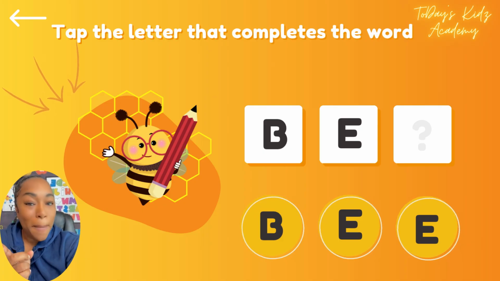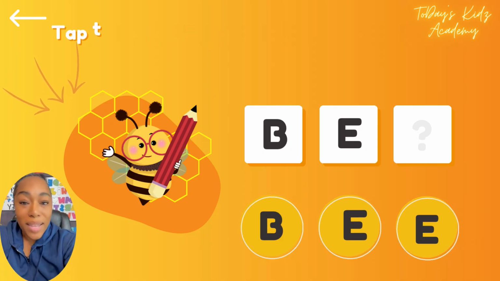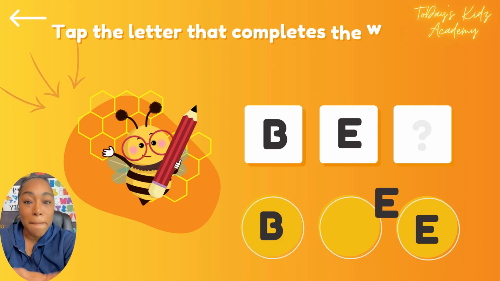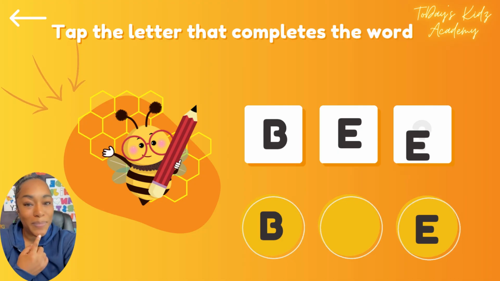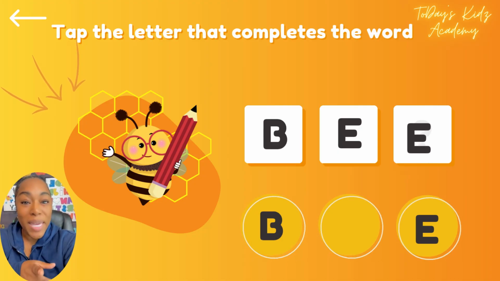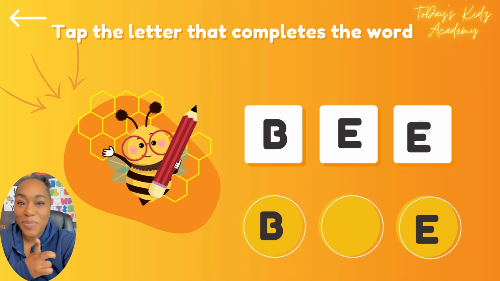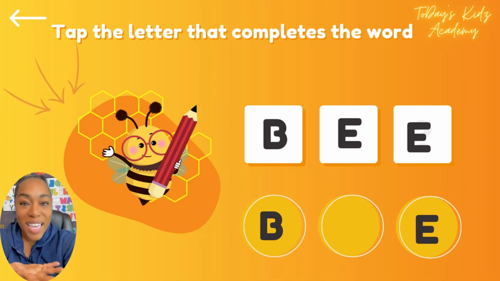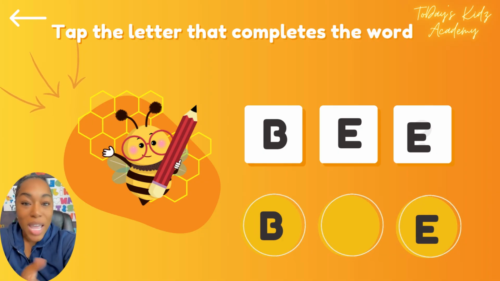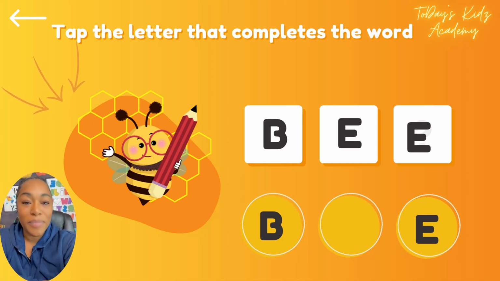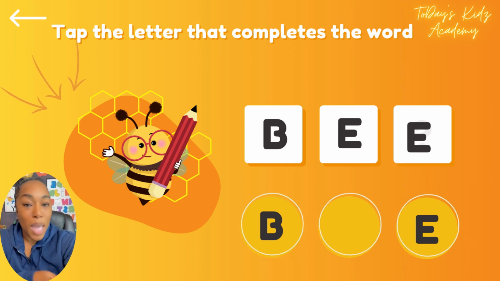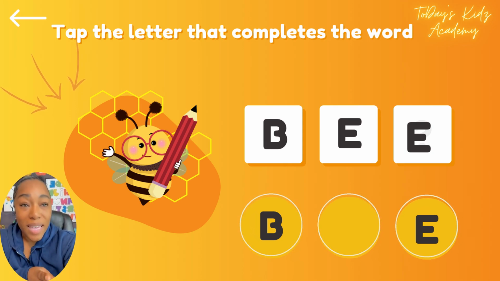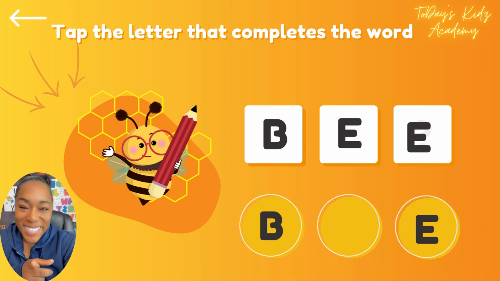Tap the letter that completes the word bee. This is a bee. What letter is missing in bee? Did you pick E? E is the missing letter in bee. Let's spell it. B-E-E. Bee. Good job, guys.